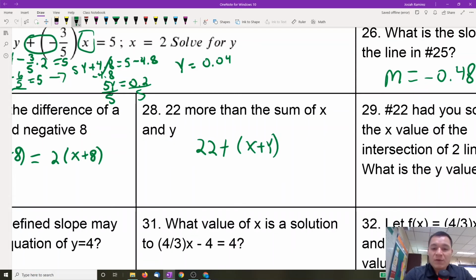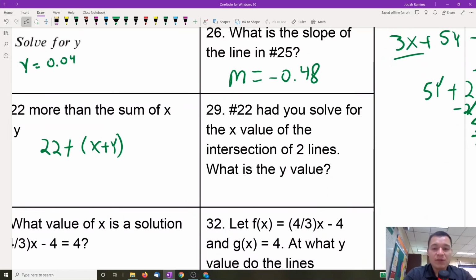The reason that we're not using the inequality for more than is because in the context of this problem, we're not really comparing two things. If they told you that 22 was more than the sum of something else, then you would use the inequality symbol. It just says 22 more than, so that means we're adding this on to the next part.